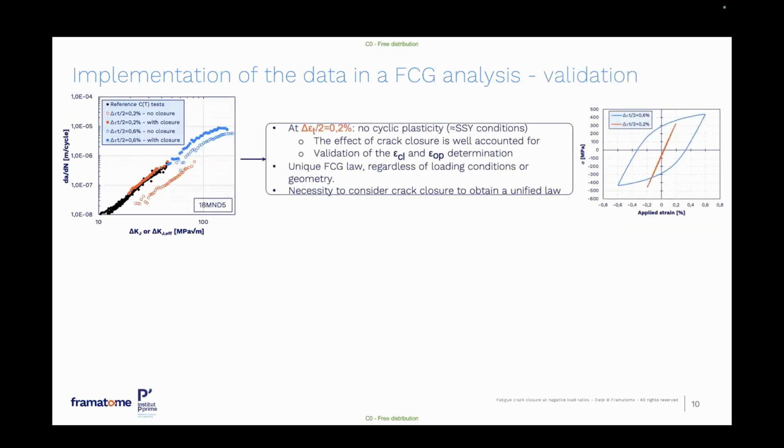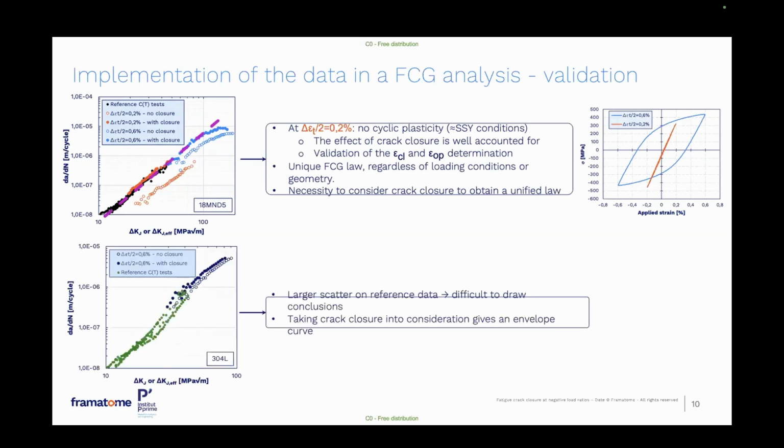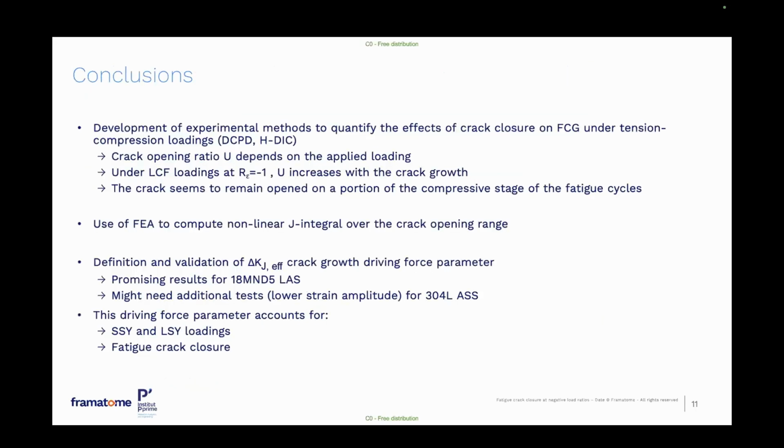And just to finish, here are the results, for instance, for the low alloy steel, where we compare the data obtained on the compact tension specimens, small scale yielding, and some large scale yielding conditions with a strain amplitude at 0.6. And you can see that using this effective value of delta KJ, we can reconcile the different sets of data. We have the same type of results for the 304L material with a larger scatter. But we have less data on this material.